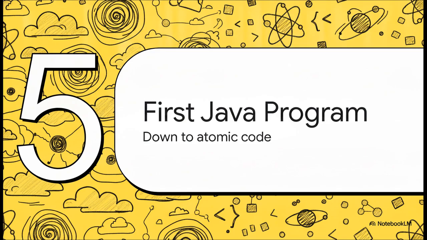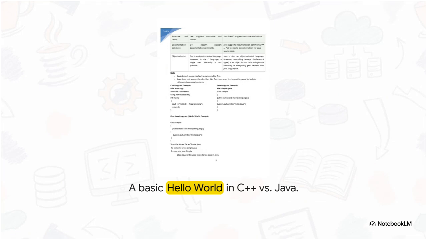Finally, Section 5, your first Java program. Let's zoom all the way down to the atomic code. When you look at a basic Hello World program side by side with C++, I know the Java version can look a little daunting at first glance. That cluster of words in there, public static void main, yeah, that is notoriously intimidating for beginners. It honestly looks like a foreign language.